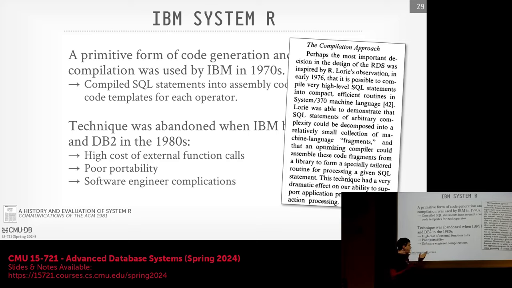So it became too much engineering overhead to change this thing over and over again. Plus, when a query plan failed because of some bug in the code generation code, you had no easy way to link that back to the assembly code that generated it. So when IBM went off and built the new systems, they threw that away.